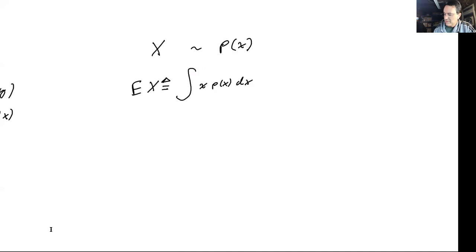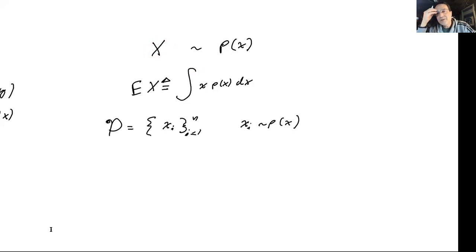Basically, we take a sample data set, x of i, where i equals 1 to n. We're assuming that each x of i is sampled according to p of x, so each one of these is a sample of this random variable. And we saw this in the case of coin flipping, right?